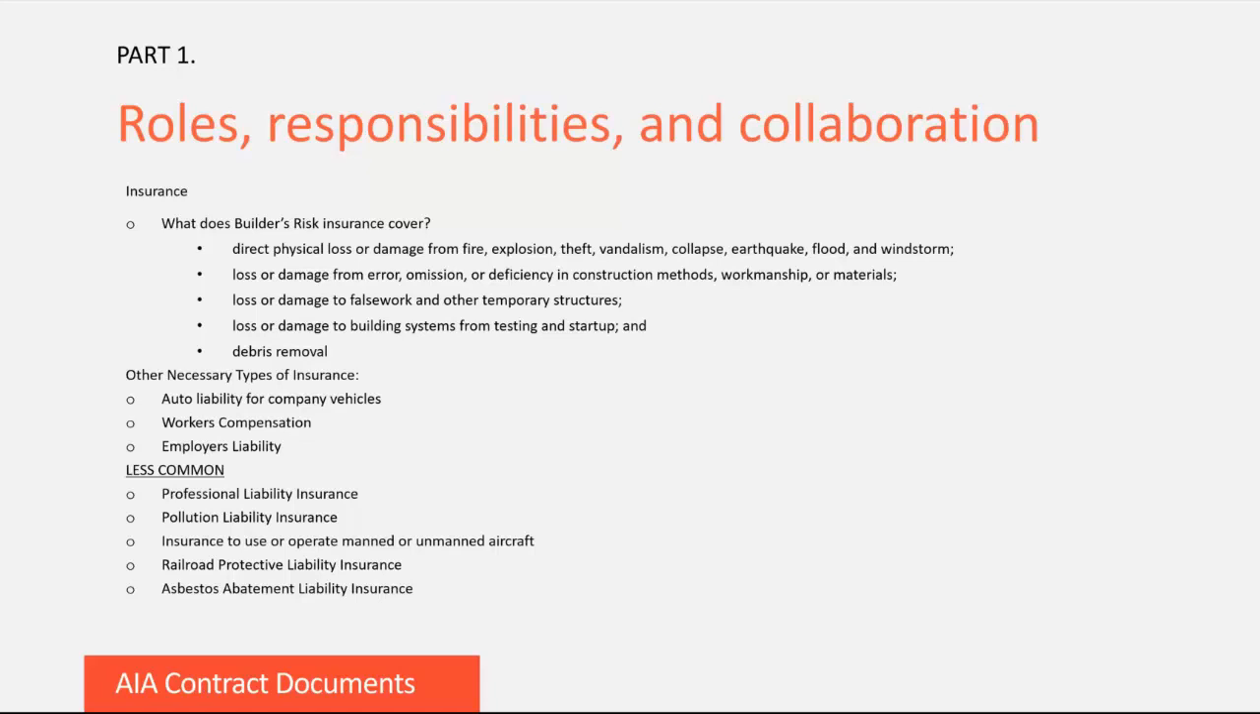And these are professional liability insurance. So if a contractor is undertaking professional design services, this would be needed. Pollution liability insurance for transporting, using, or releasing pollutants. Insurance to use or operate manned or unmanned aircraft. Railroad protective liability insurance if the work will cross or be within a certain distance of railroad tracks, or asbestos abatement liability insurance. Most importantly, don't begin work until the effective date that insurance starts.